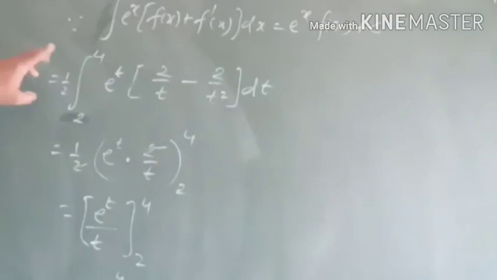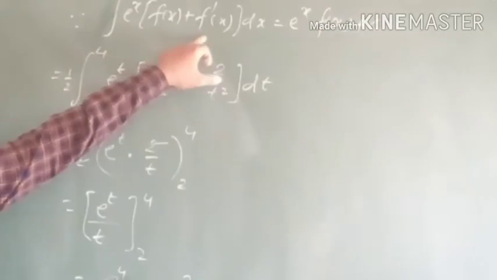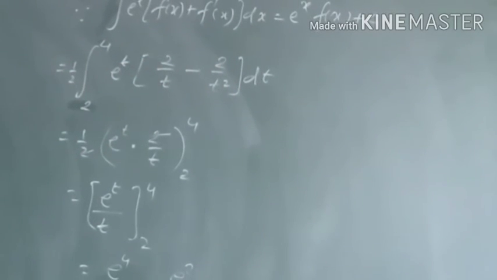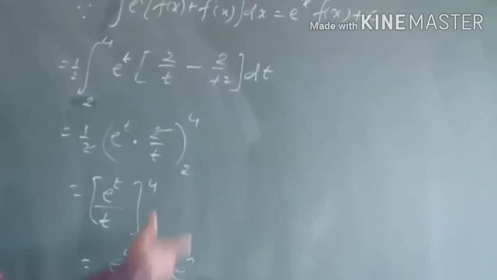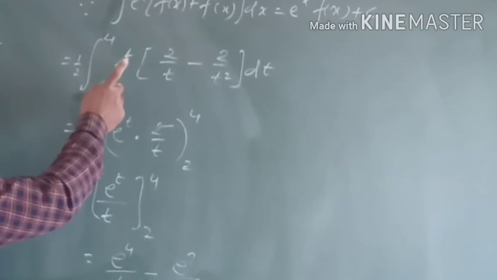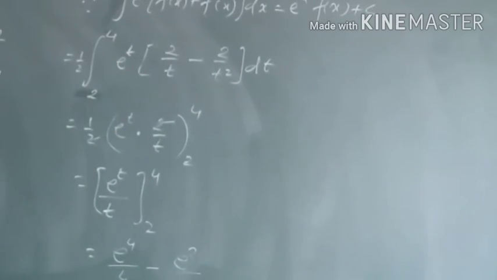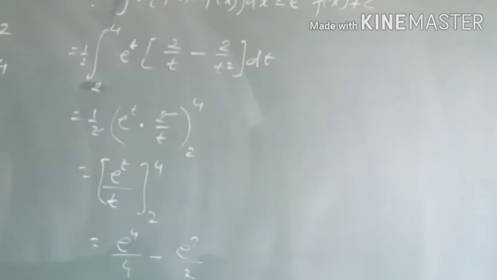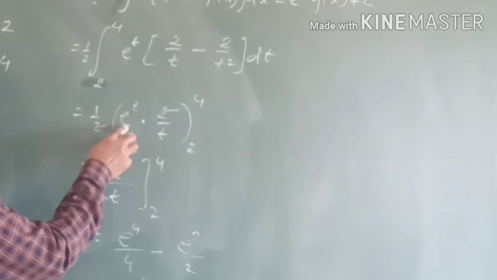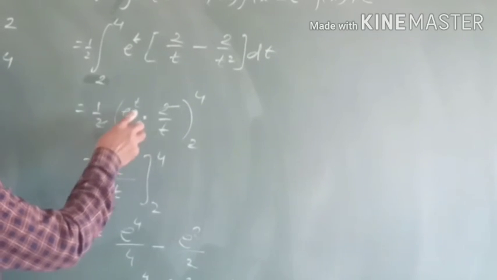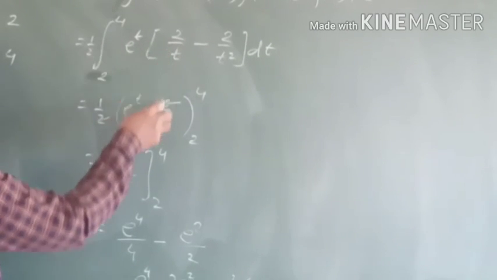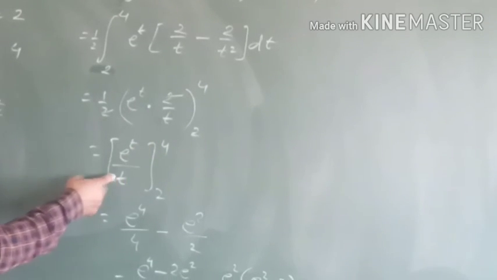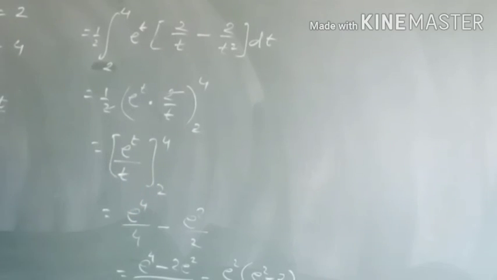So since our formula is integral e to the power x (f(x) plus f dash x) dx, that is e to the power x into f(x) plus c. Here, since it is a definite integral, c is not present. So e to the power t, this is f(t) plus f dash t. So its integral is only e to the power t into f(t), f(t) means 2 by t. So the 2 and 2 cancel out, only e to the power t over t remaining, upper limit minus lower limit.